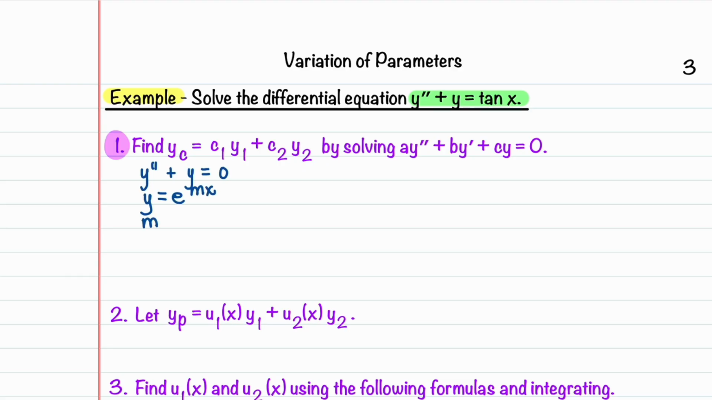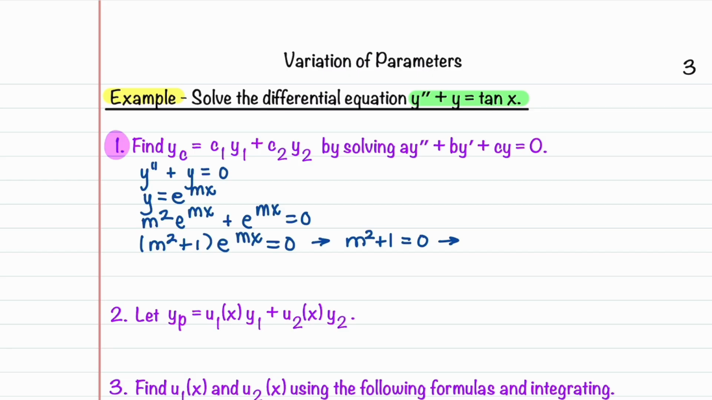This gives us m squared, that comes from two derivatives, e to the mx plus e to the mx is equal to 0. We can factor out an e to the mx, so we just have m squared plus 1 times e to the mx is equal to 0. An exponential can never equal 0, so we end up with m squared plus 1 is equal to 0, and we can solve that for m.